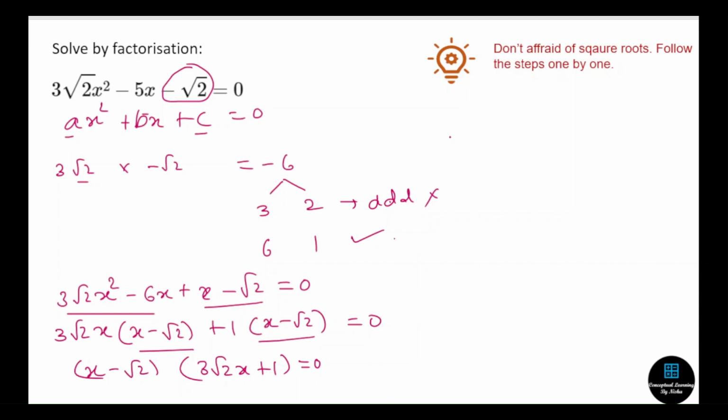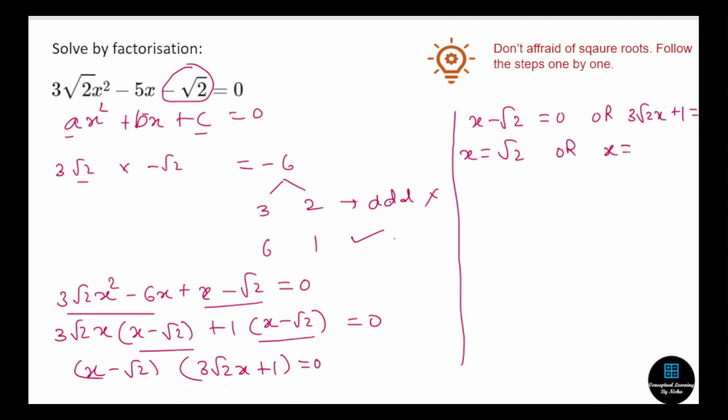Now the next step is the zero product rule. So when I apply that, I'll get x minus square root of 2 equals 0 or 3 square root 2x plus 1 equals 0. Now I'll get x equals square root of 2 or x equals minus 1 upon 3 square root 2. So the roots, the solution of this equation, are square root 2 and minus 1 upon 3 square root 2. So this is my answer.